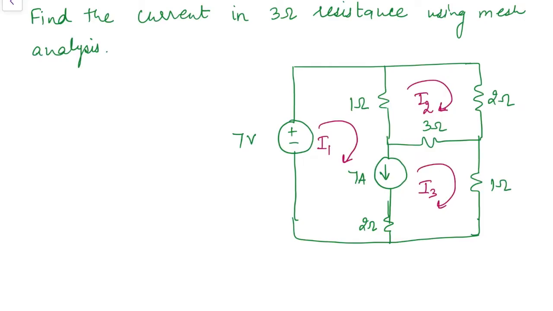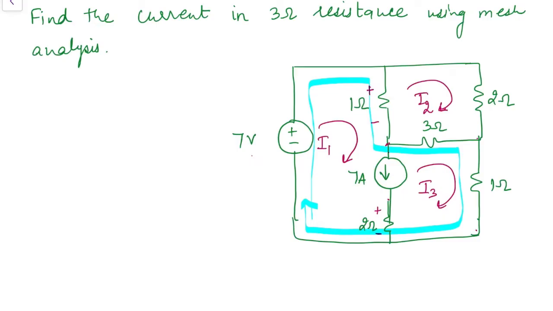So when we apply KVL to mesh 1, we can write this 7 volt source, and the voltage across this 1 ohm resistance. We can even write the voltage across this 2 ohm resistance, but the problem arises when we come across this 7 ampere source. We don't have knowledge about the voltage across the 7 ampere source. The same problem will be there when we try to apply KVL to mesh 3. So in this case, we need to combine mesh 1 with mesh 3 to make a super mesh.